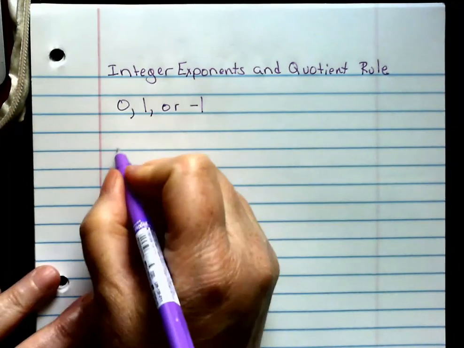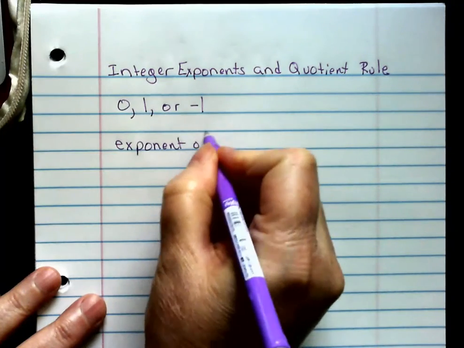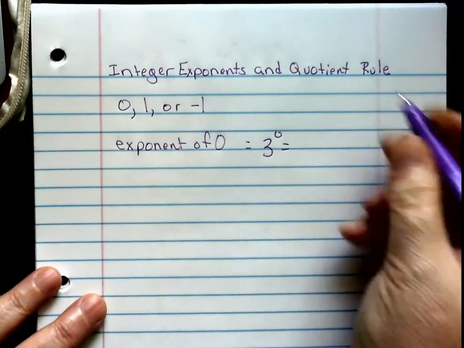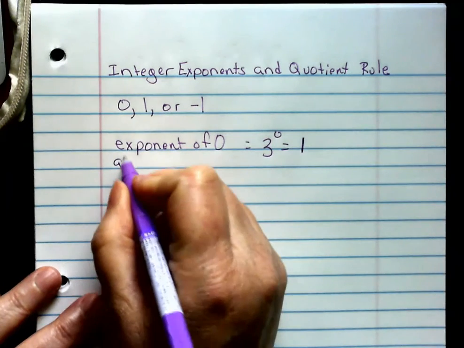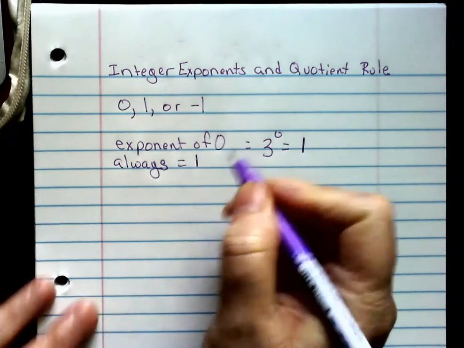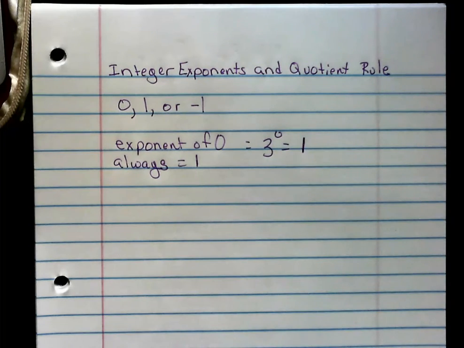If you have an exponent of 0, 3 to the 0 power, that is always equal to 1. It's always equal to 1. Let me show you on a calculator, and I don't have my scientific calculator with me, but it would give you the same answer.